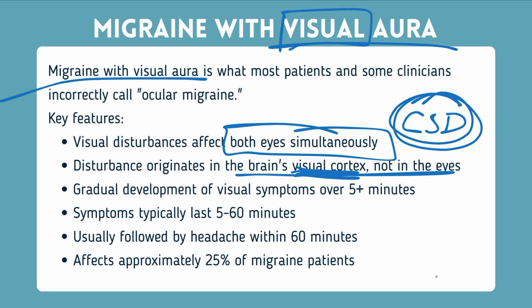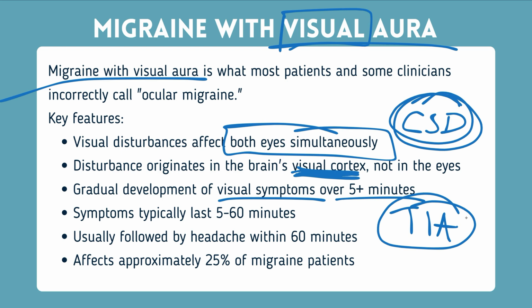Now, one of the most distinctive features is the gradual development of visual symptoms. So they typically evolve over 5 minutes or longer rather than appearing suddenly. And this gradual onset is an important diagnostic feature that helps distinguish it from other conditions like transient ischemic attacks, because these usually have a more abrupt onset rather than a gradual development. The visual aura typically lasts between 5 to 60 minutes.